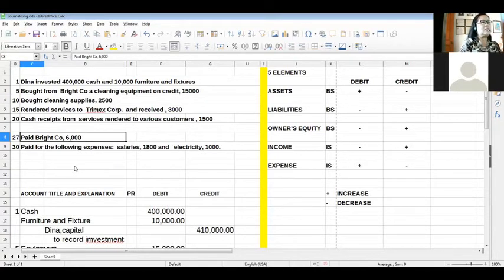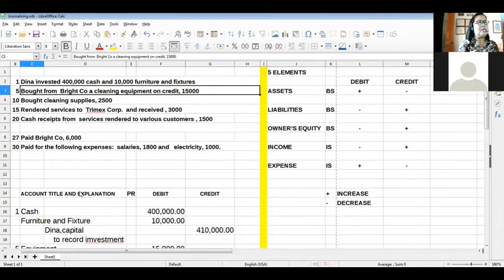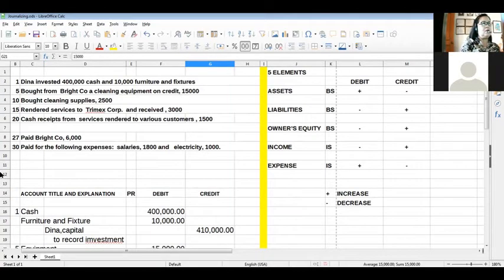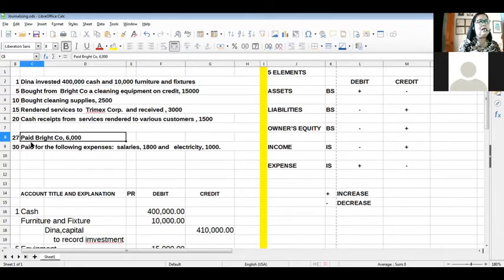Paid Bright Company 6,000. Si Bright Company, di ba meron tayong utang dito? Remember, nung 5 natin, meron tayong utang kay Bright Company dahil bumili tayo ng equipment. So, meron tayong accounts payable na 15,000. Nung 27 daw ay nagbayad si Dina Linis Company ng pera kay Bright Company. So therefore, nagbayad siya ng utang, siyempre mababawasan yung utang niya. And ano pa ang mababawasan? Yung kanyang cash. So there is a decrease in accounts payable and at the same time, a decrease in the asset cash account. Kasi nagbayad.